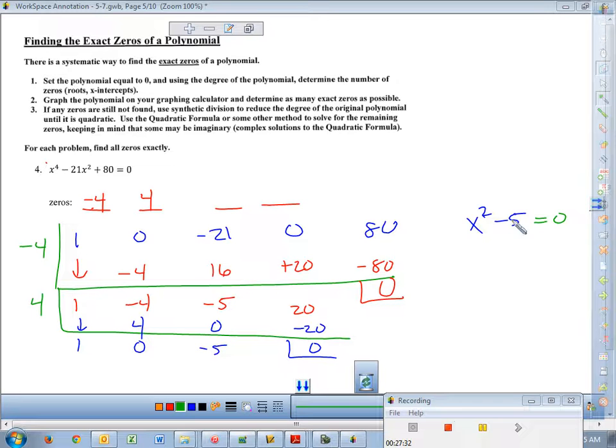So what would you do when you get x squared all by itself on one side? X squared equals how much? 5. That makes sense? Just add 5 to both sides. Now, what does x equal? Plus or minus the square root of 5.